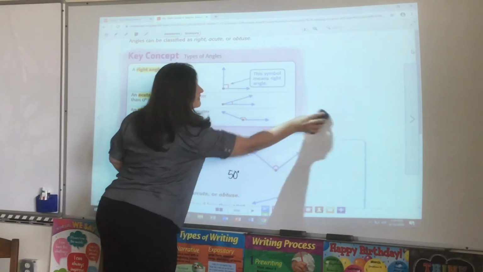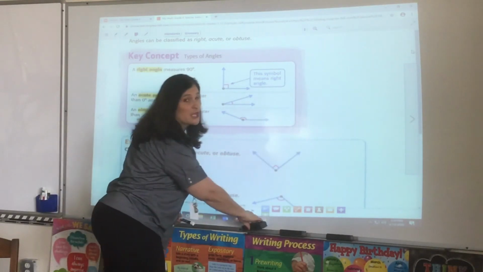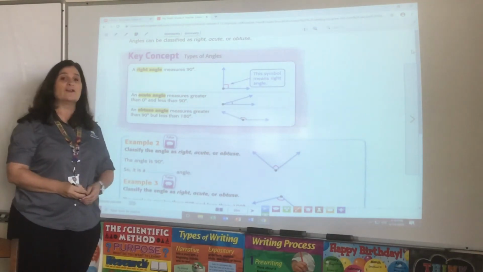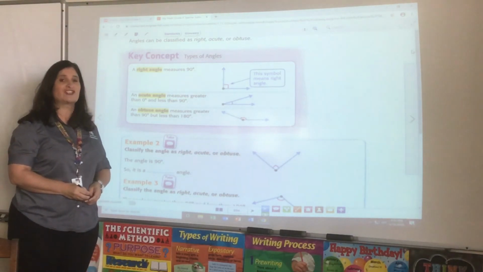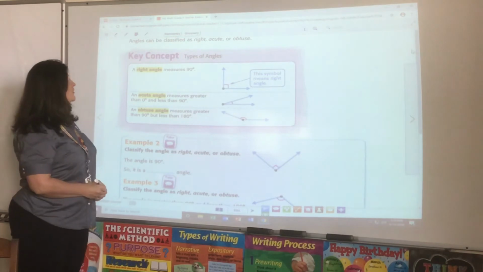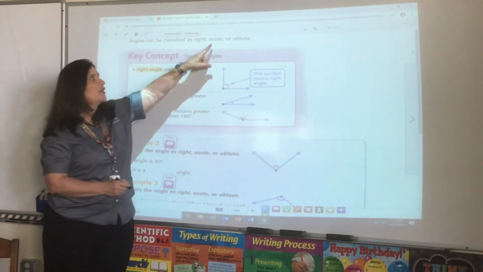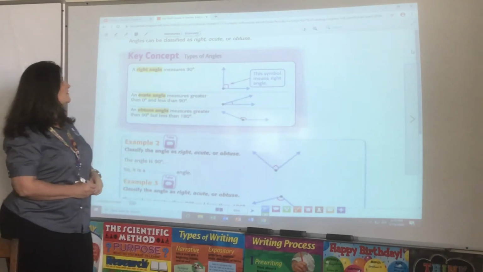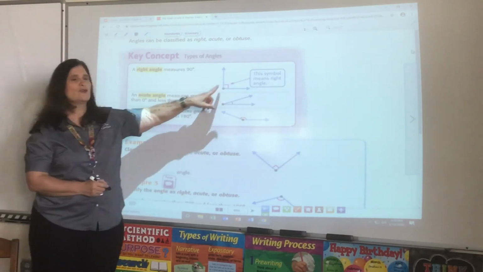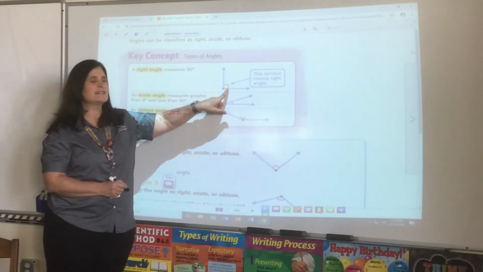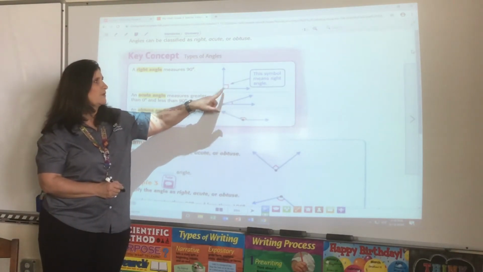Okay, now this part of the lesson, we're going to talk about the different types of angles. Now, once again, angles are made by 2 rays that share an endpoint. So we can classify angles. Angles can be classified as right, acute, and obtuse. So a right angle, and that's when you see those squares. We have a right angle here. Basically, this means that is 90 degrees, okay?